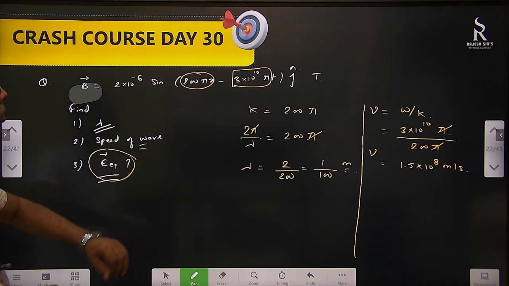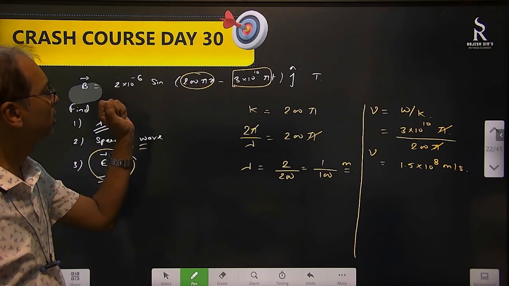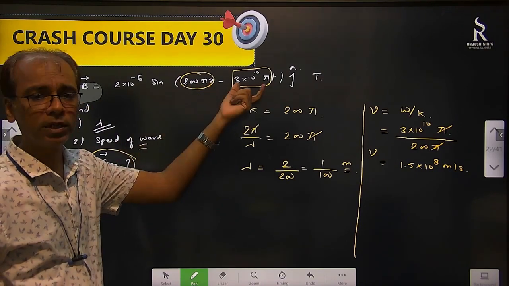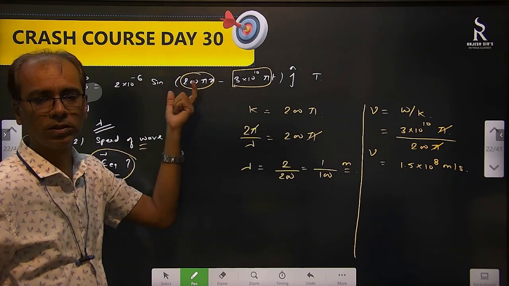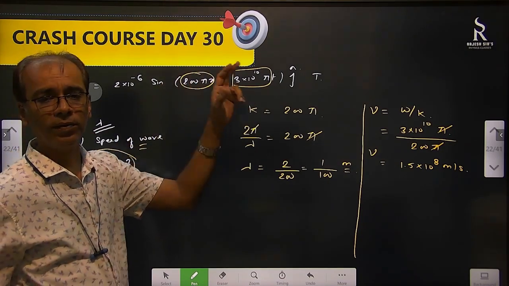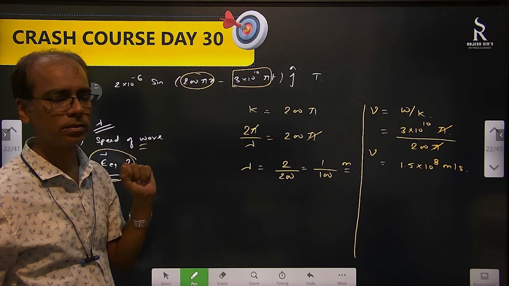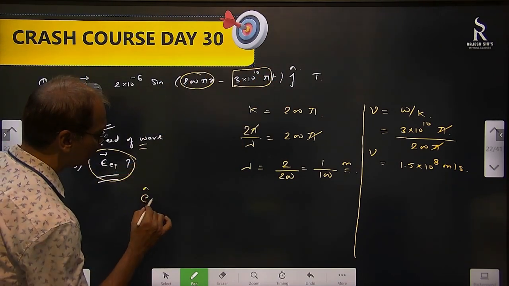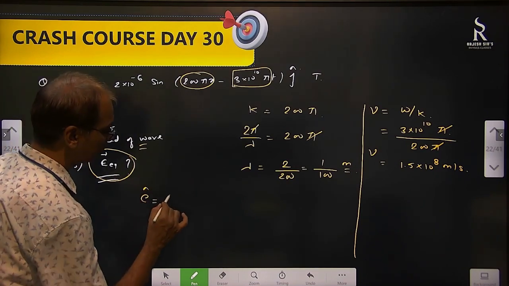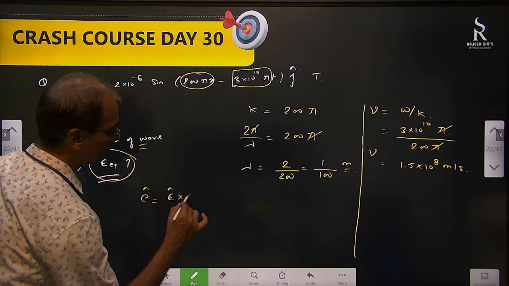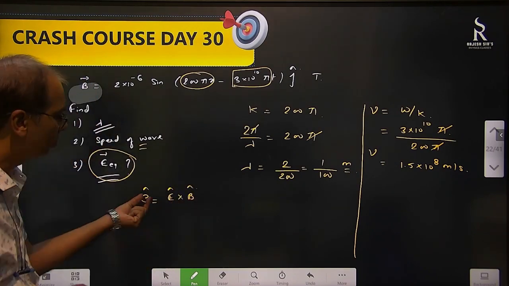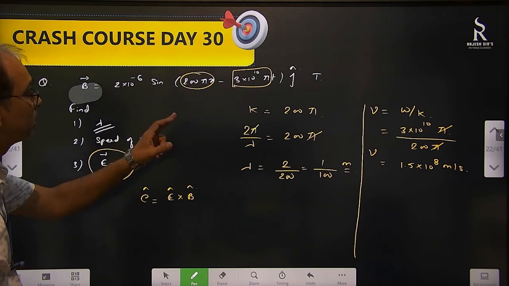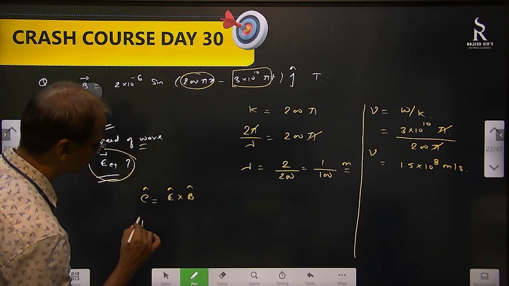Now we can see where the velocity is. Velocity is along the positive x-axis, since it is kx minus omega t. Magnetic field is vibrating along the y-axis. Now what is the relation? The relation is C along E cross B. Direction only I am saying, not magnitude. These are all unit vectors, okay? Alright. So C is basically along the x-axis, given to me.